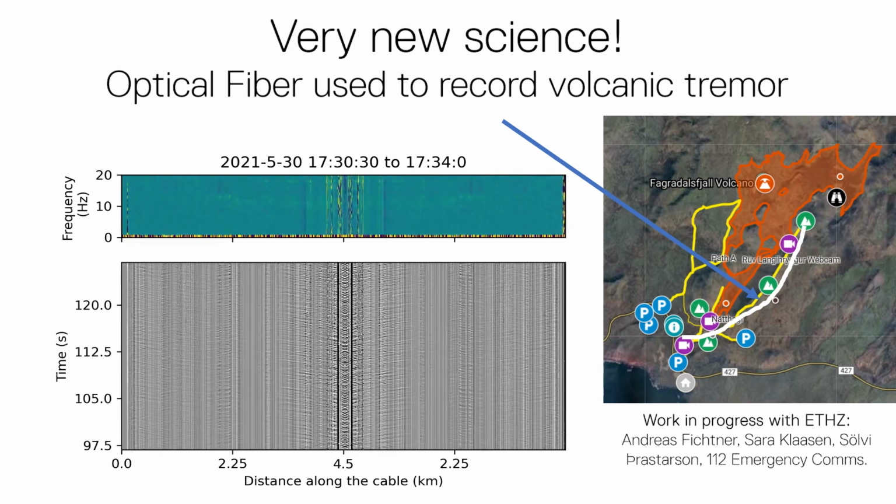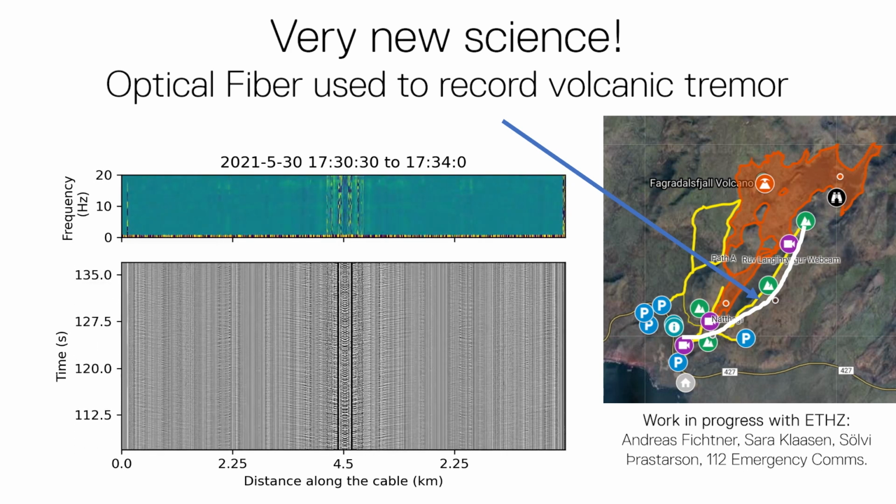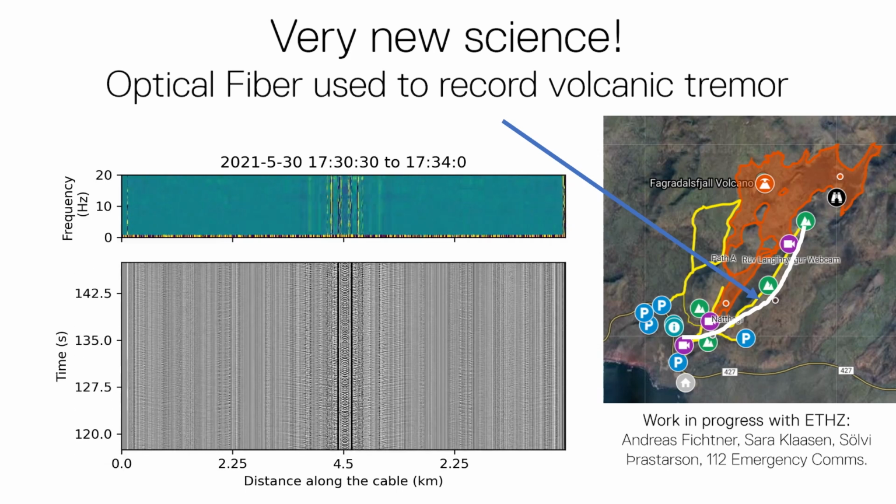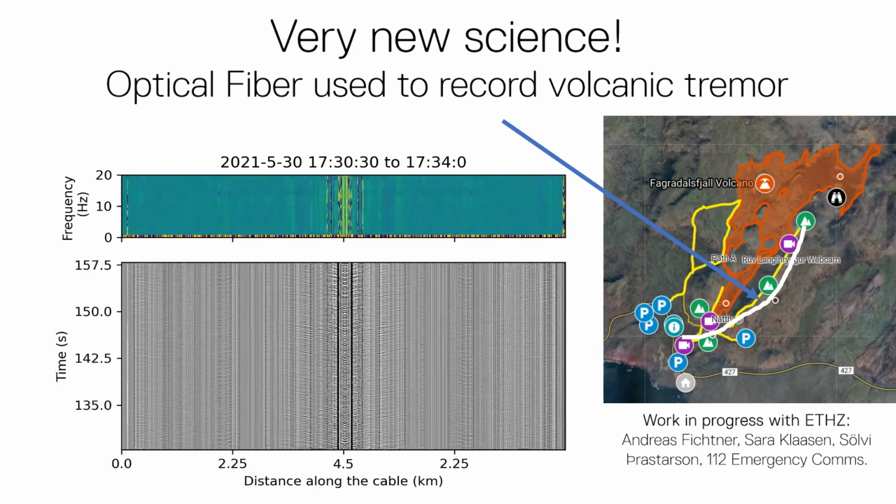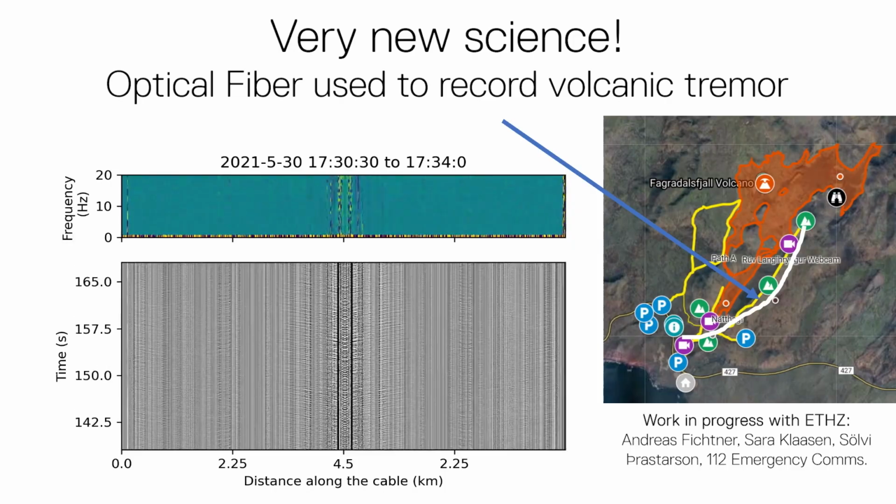So this is actually showing us the lava fountaining, and what we see are coherent signals being measured along the cable. We were quite happy with this and to see the coherent signal going across the fiber optic cable, because this is the first time we know of where we have such a recording of volcanic eruptive tremor on a fiber optic cable.